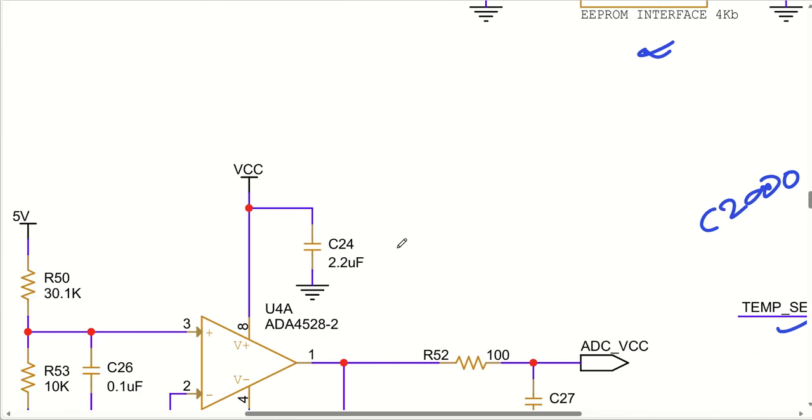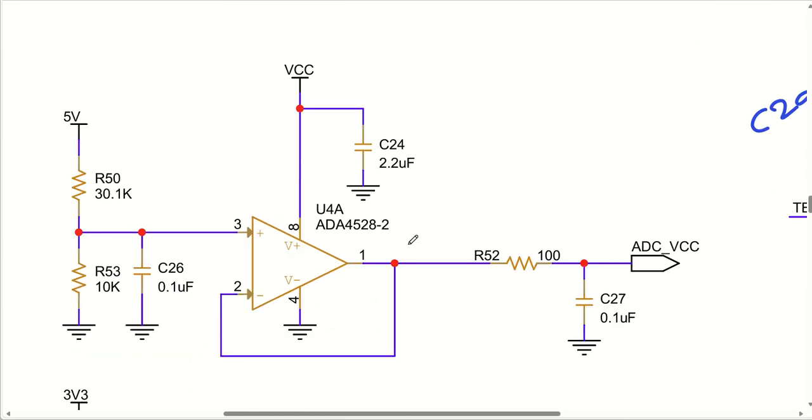Coming back to the voltage monitoring part. So this is the voltage monitoring part. What happens is we have 5 volt on the system. So the 5 volt is voltage divided to Vx, and this Vx gets buffered, then filtered, and then goes to my ADC pin.